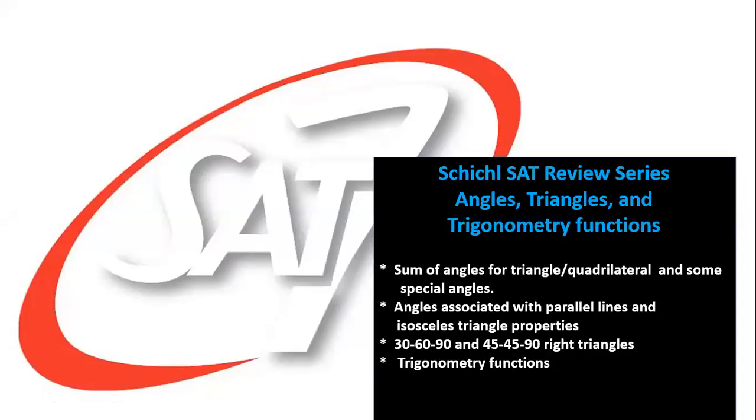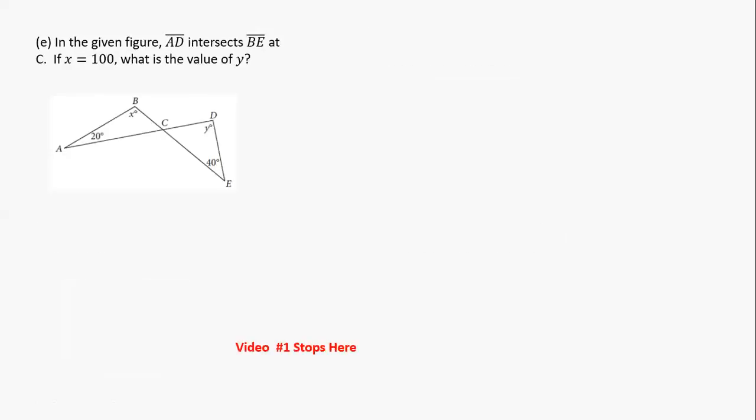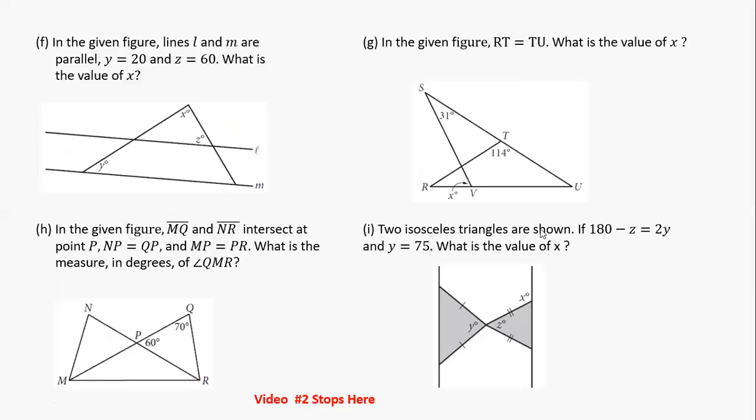We're going to talk about some special angles associated with parallel lines. We're also going to talk about one special type of triangle, the isosceles triangle, and the good properties we have for it. Okay, so let's go down to a quick review. Those are the problems we did in video number one. In total we have five problems. For video number two, we're going to go over the next four sets of problems, like the topics we discussed before.